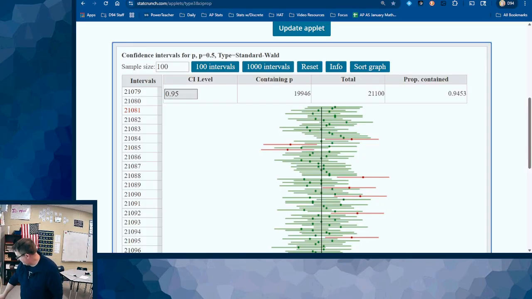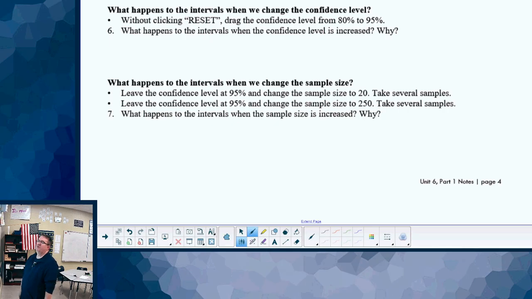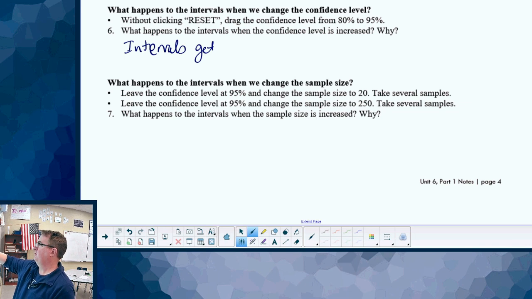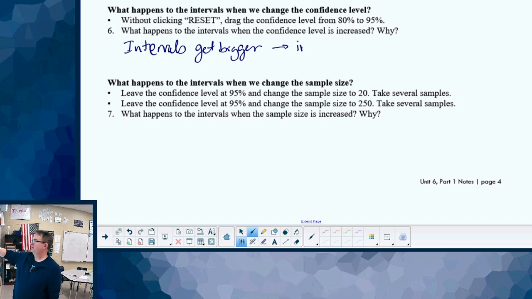So coming back to our notes, what happens to the intervals when the confidence is increased? Intervals get bigger. Why? It increases our chances of capturing the interval.